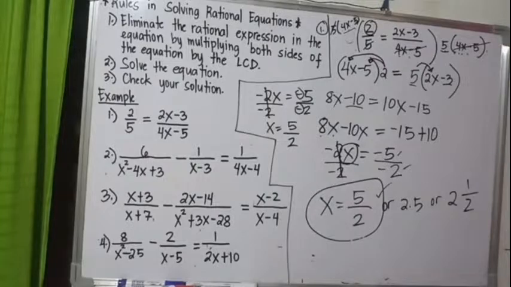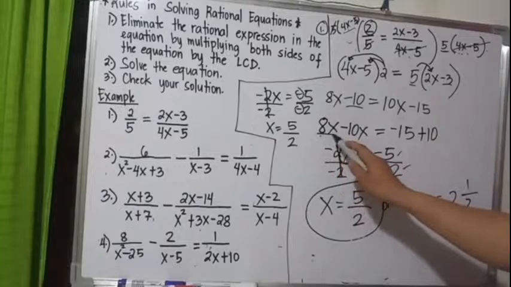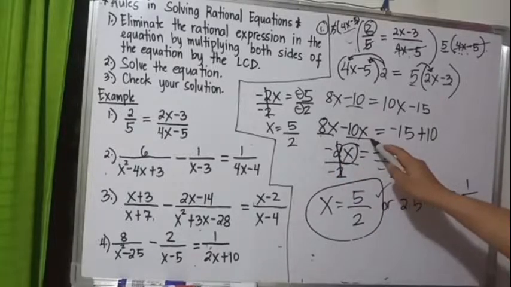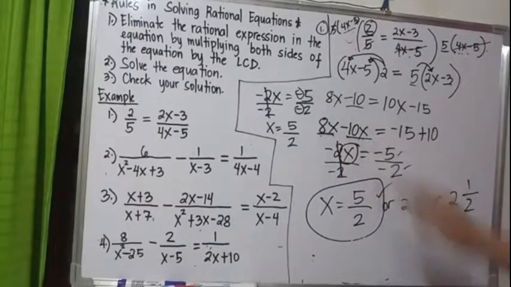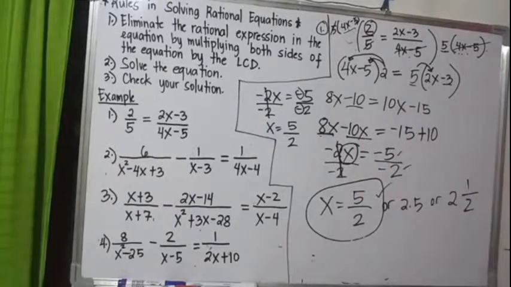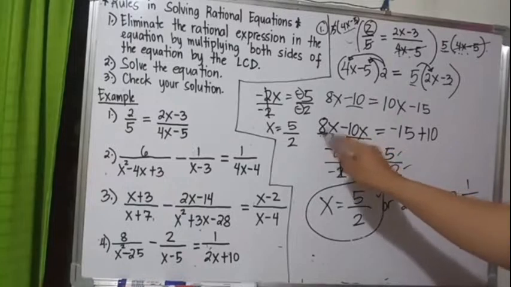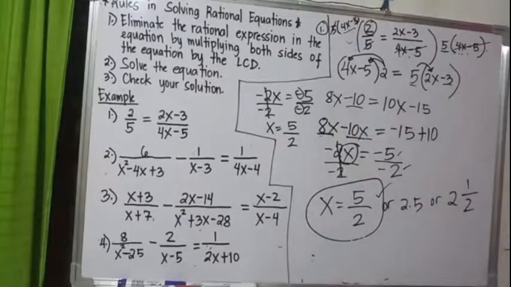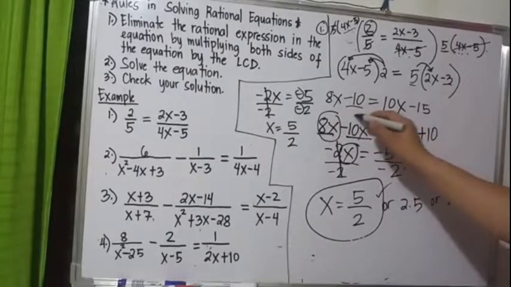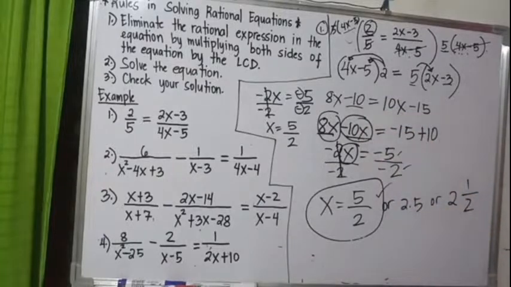Negative 2. Okay. Ang negative 2x, ito, 8x minus 10x. 8x minus 10x. Okay. Negative, ito, negative 10x plus 8x. So, that is negative 2. Okay na ma'am. Okay, 8x minus 10x, that is negative 2.